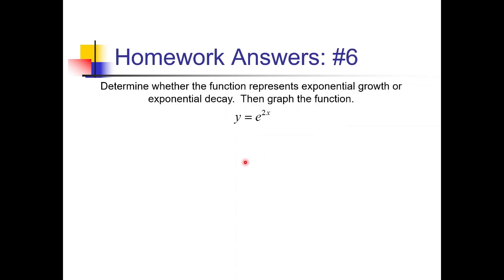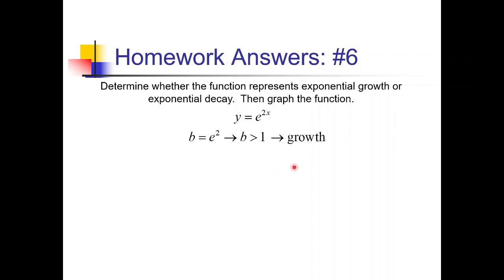For this problem and the one after it, we need to figure out if the function is exponential growth or decay, and then graph it. For this one, e squared is my base. And e by itself is already 2.7, so if I square that, that just becomes bigger. Since my b value is greater than 1, that means this is exponential growth.